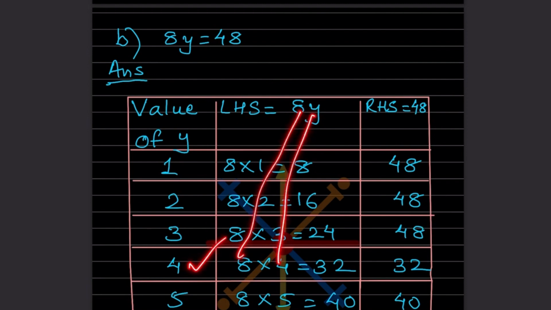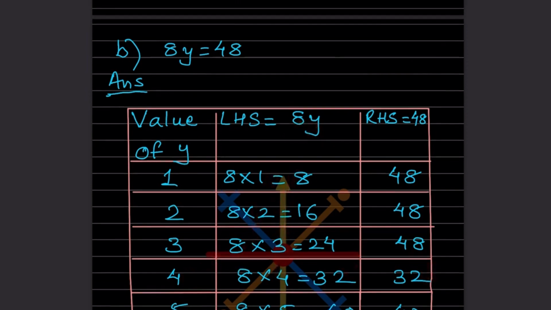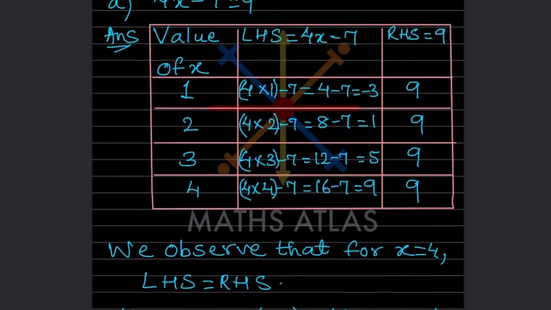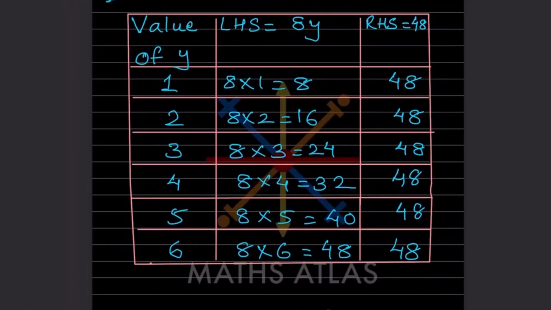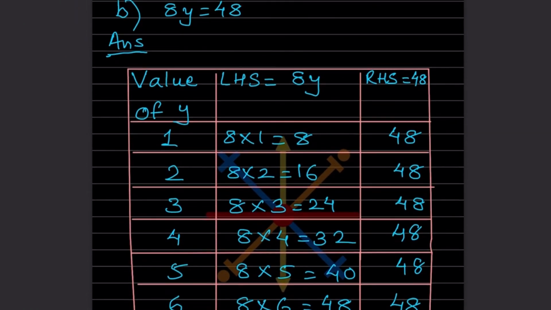Here 8 fours are 32. And the RHS, we have to write 48 everywhere, because the RHS is not changing, right? Sorry for that. So here will be 48 and here also 48. So RHS is the same, we keep 48 and compare. Here is 32 and here is 48. So this doesn't satisfy the equation.